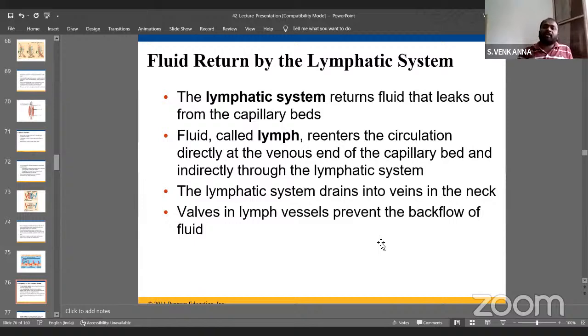The fluid is returned by the lymphatic system. The lymphatic system returns fluid that leaks out from the capillary beds. The fluid called lymph returns to the circulation directly at the venous end of the capillary bed and indirectly through the lymphatic system. The lymphatic system drains into veins in the neck. Valves in the lymph vessels prevent backflow of fluid, since this is a double circulatory system.